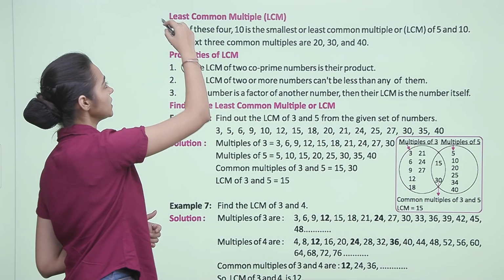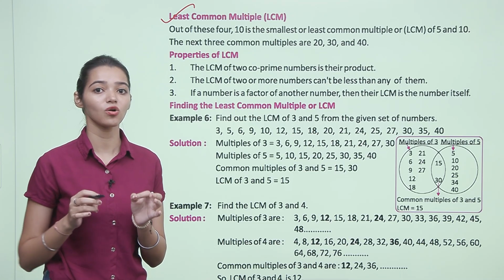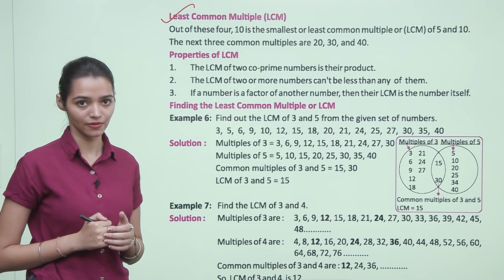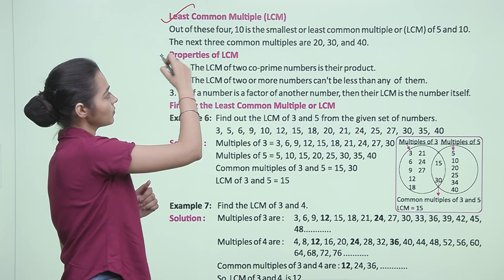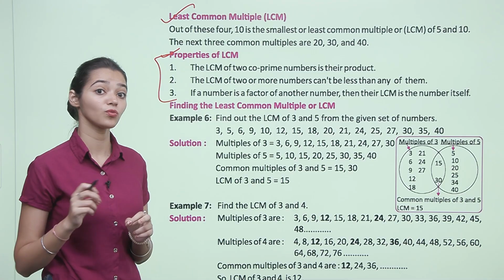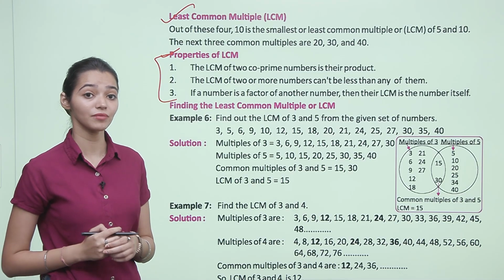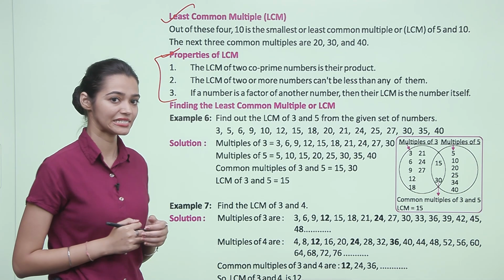Now let's look at the least common multiple or LCM. Out of these 4, 10 is the smallest, or least common multiple or LCM of 5 and 10. The next 3 common multiples are 20, 30, 40. Now here are the properties of LCM. LCM of 2 co-prime numbers is their product. LCM of 2 or more numbers cannot be less than any of them. If a number is a factor of another number, then their LCM is the number itself.